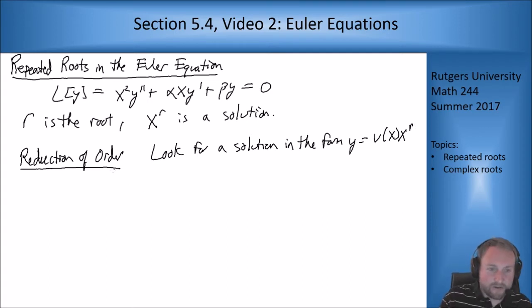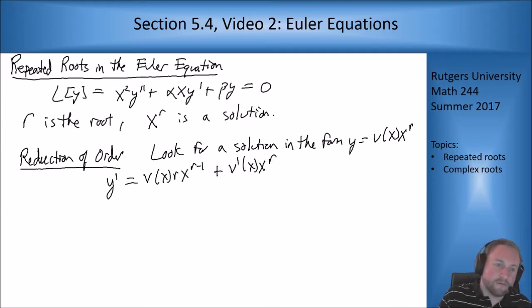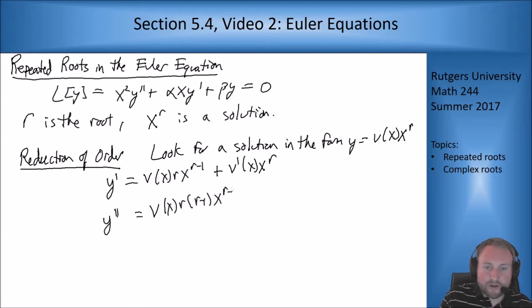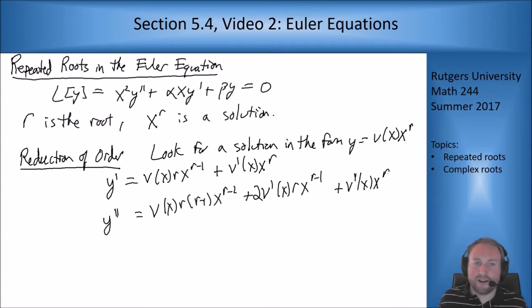If I take the first derivative, I get that y prime is v of x times r x to the r minus 1 plus v prime of x times x to the r. I will take a second derivative, and I get v of x times r minus 1 times x to the r minus 2, plus a v prime of x r x to the r minus 1, and I'm going to get two of those, one from the first term, one from the second term, and then plus a v double prime of x times x to the r.